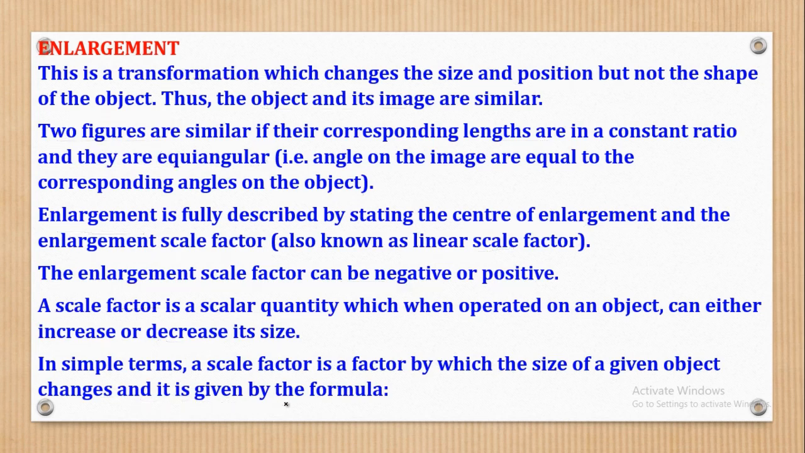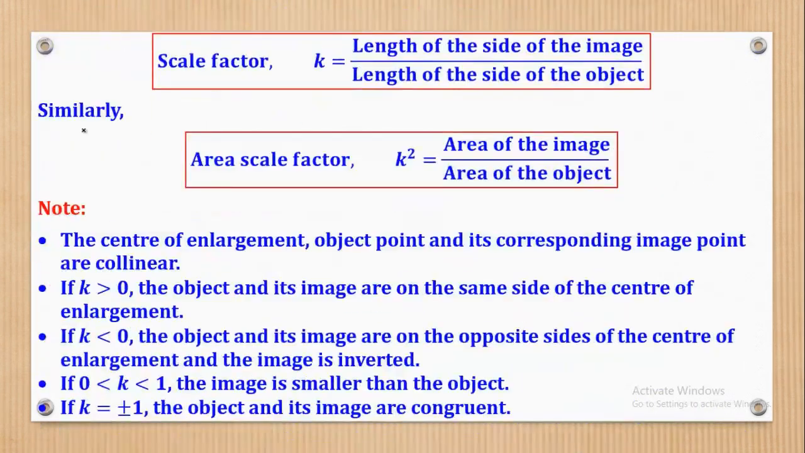There is a formula we use to get the scale factor, denoted by k, which is equal to the length of a side of the image over the length of the corresponding side of the object. So we choose one side, say side AB, so A prime B prime is the length of the side of the image, and the side of the object is AB. Similarly, there is what we call the area scale factor. This is the square of the linear scale factor, and is the ratio of the area of the image to the area of the object.